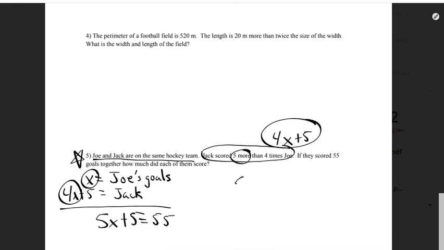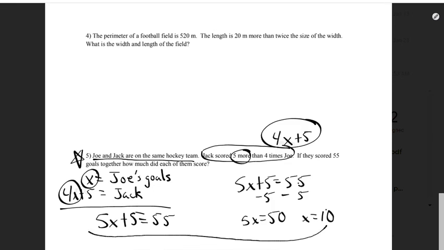So if I solve that, 5x plus 5 equals 55, and minus off of 5, minus off of 5, and I have 5x equal to 50, so x is equal to 10. So Joe scored 10 goals, and now if I look at Jack, Jack is 4 times that, which is 40, plus the 5 is 45. So Jack gets 45, and Joe got 10. Together, that makes 55. Okay.